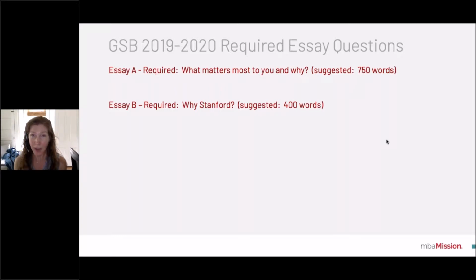We're going to talk about Stanford's 2 required essay questions this year. Essay A, what matters most to you and why? And the suggested word count there is 750 words. And essay B, why Stanford? And the suggested word count is 400 words.